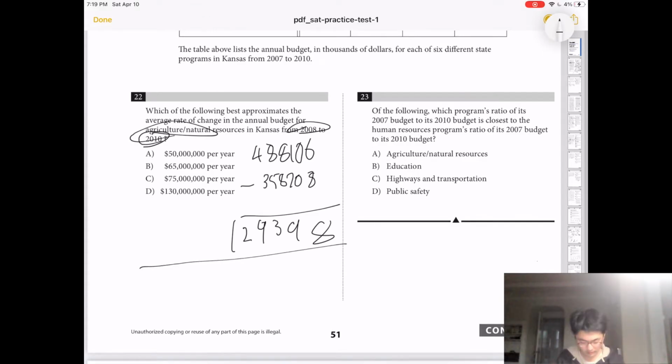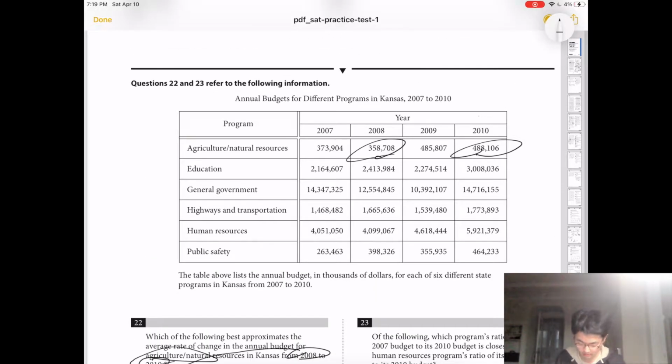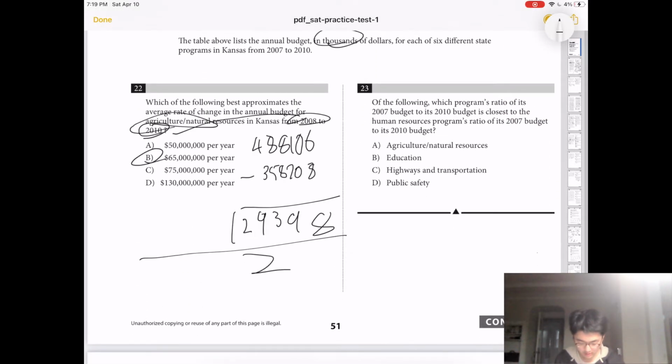We're going to divide this by 2 because there are 2 years between this, which is about 65 million. I mean, of course, this isn't thousands, right? Yeah, it's in thousands. So this would be about 65,000, and in thousands, which is 65 million.